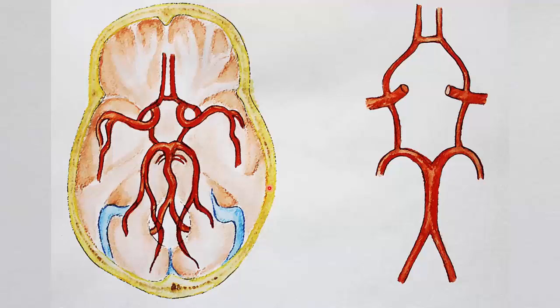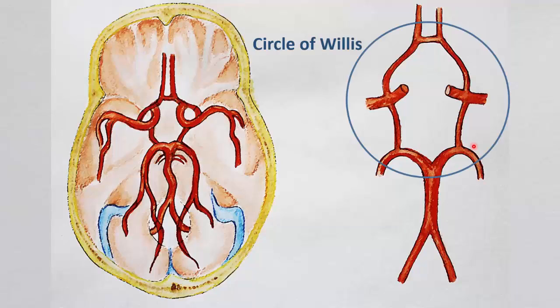Here the brain is removed and we are seeing the base of the skull from the top, and one can see these 4 vessels. They anastomose with each other to form a circle, and this circle is known as circle of Willis. Circle of Willis provides a potential communication between the 2 sides of the brain, right side and the left side, as well as anterior circulation and the posterior circulation.